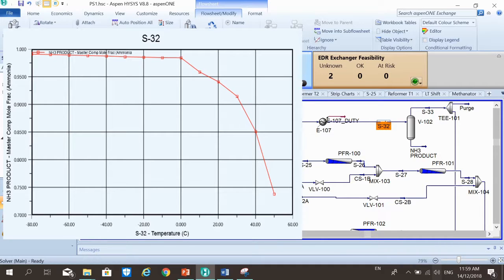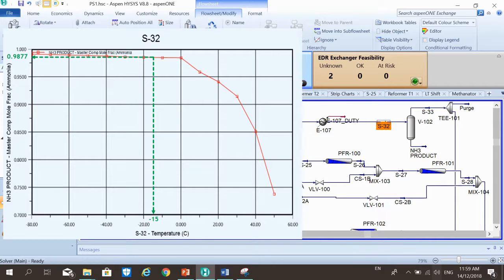Since the desired purity of ammonia is at least 98 mol%, the temperature of stream 32, which is the inlet temperature of the separator, is set to -15 degrees C in order to produce ammonia of purity slightly higher than the target purity, which is 98.77 mol%.